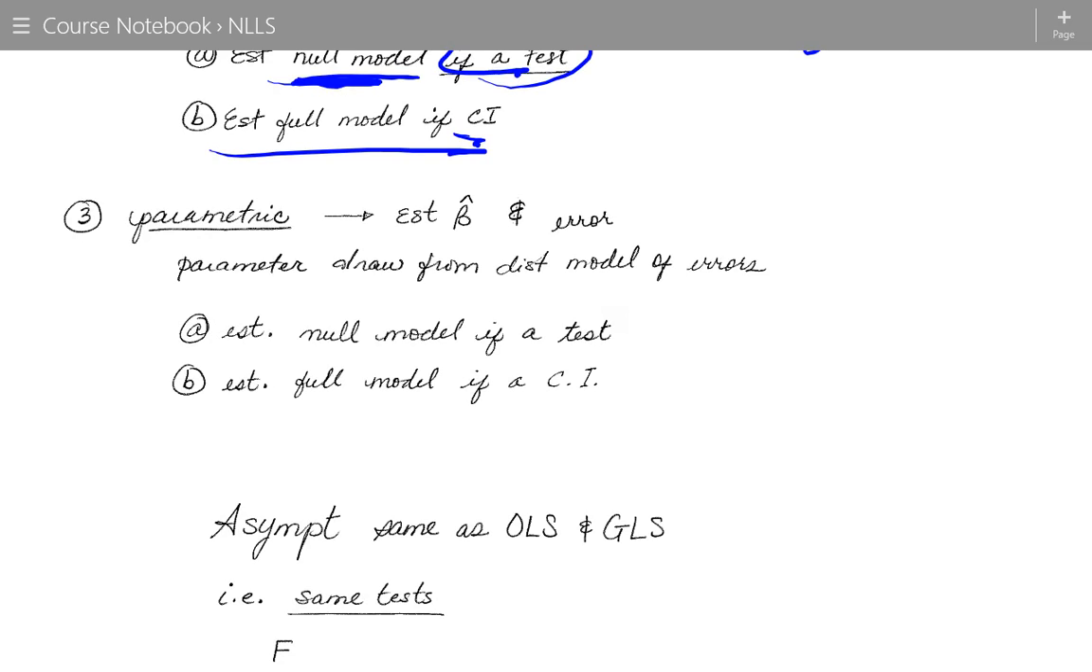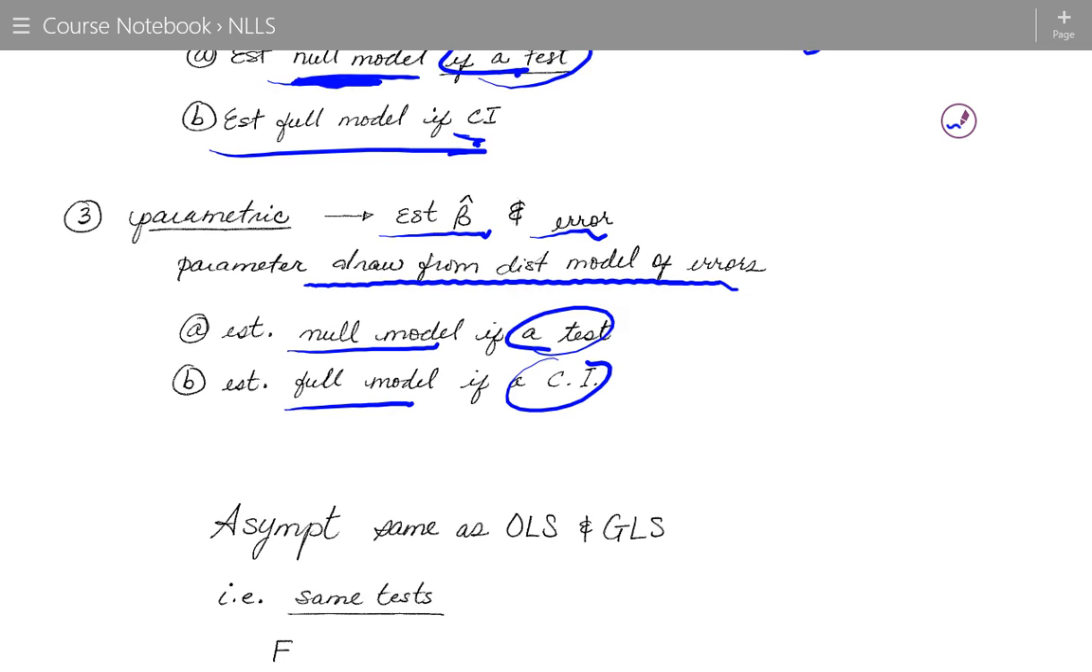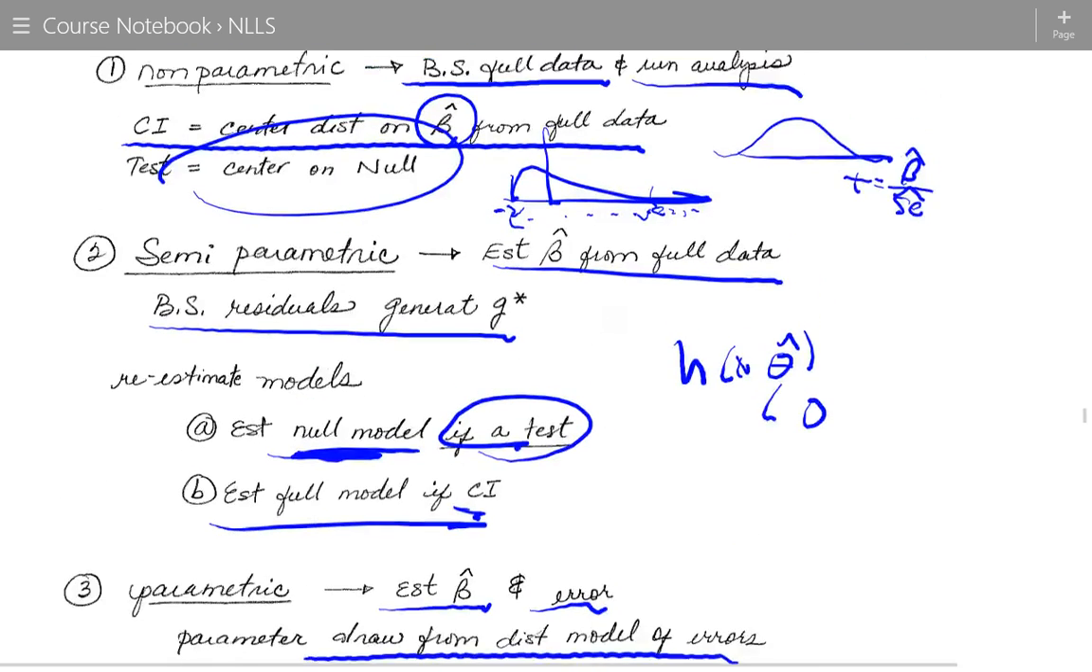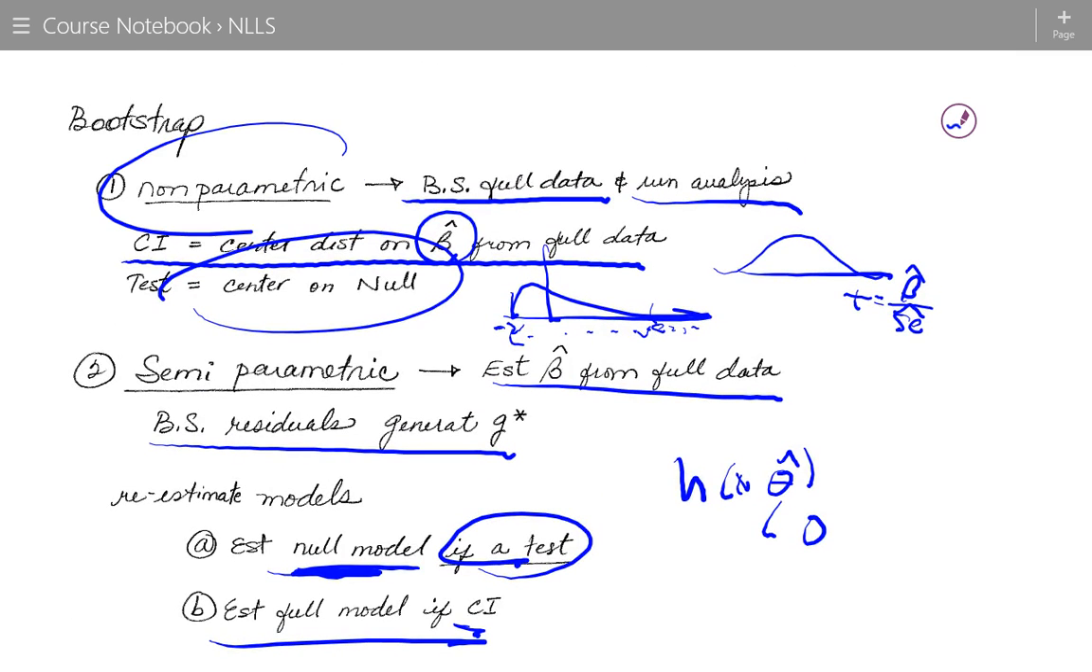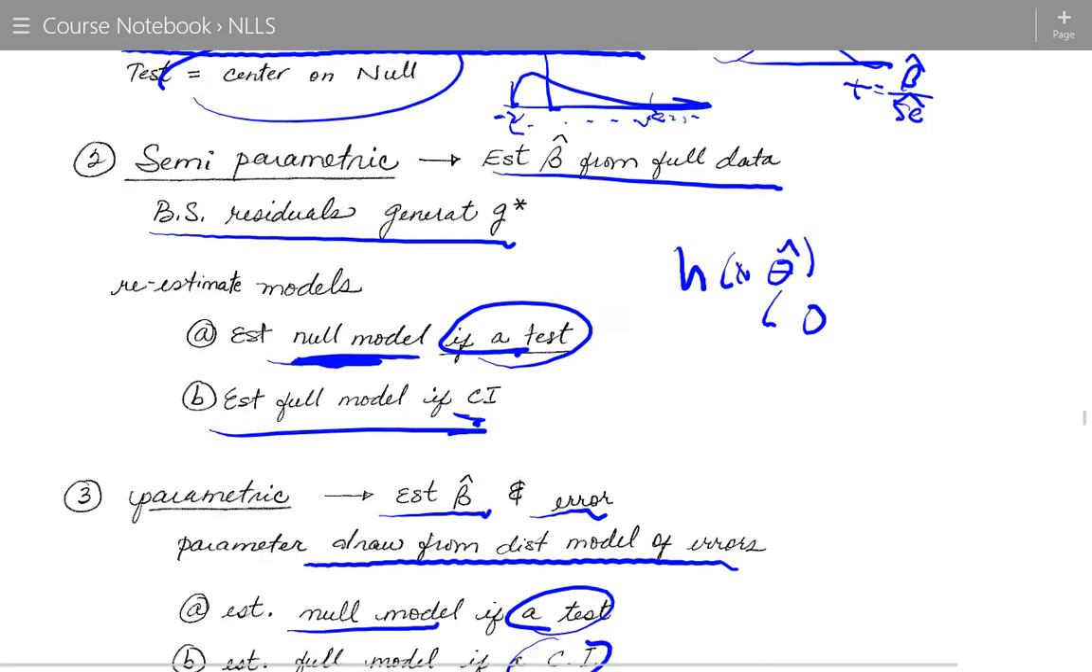You can use a fully parametric one, where you estimate beta hat and the error, and then essentially draw from the distribution of the errors, and this is where you assume a distribution of the errors. And again, the null model versus the full model, depending on whether you're testing or doing a confidence interval. The easiest one to do is the non-parametric, so long as you can properly bootstrap the data.